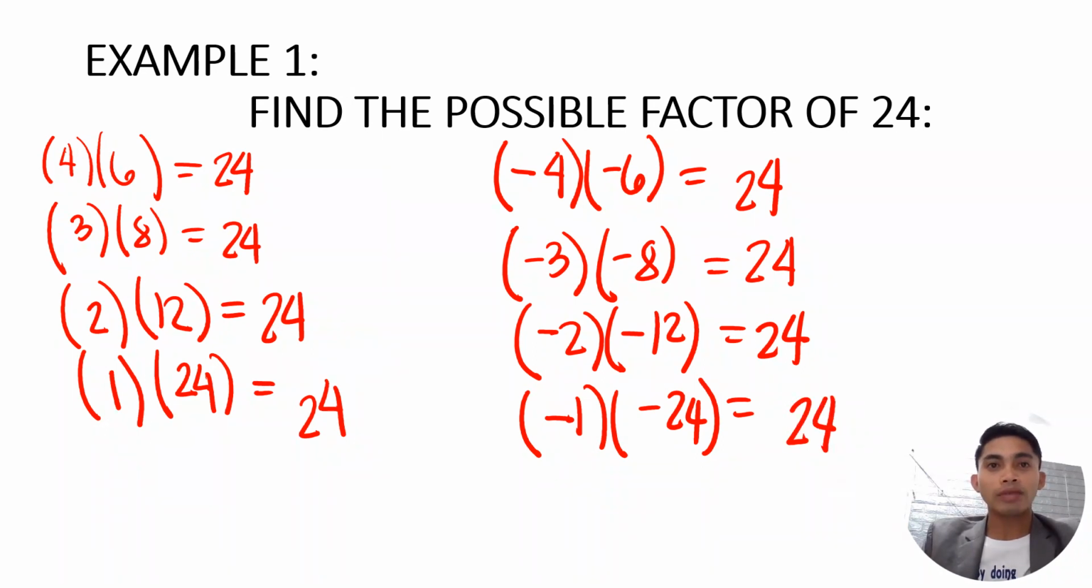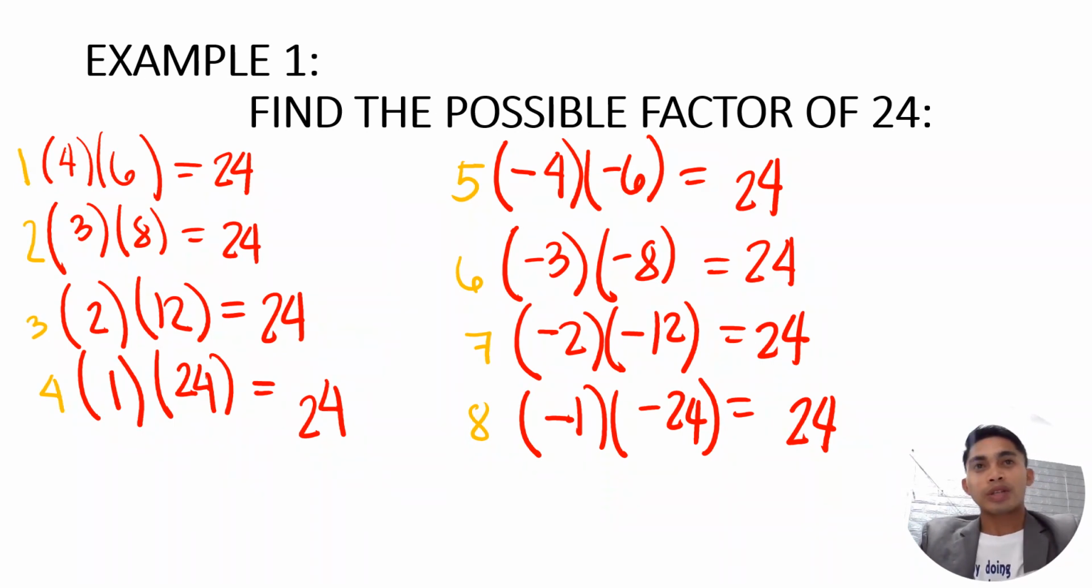So we have 1, 2, 3, 4, 5, 6, 7, 8 possible factors of 24. Therefore, we can have 8 possible factors of 24. So let's proceed to the next presentation.